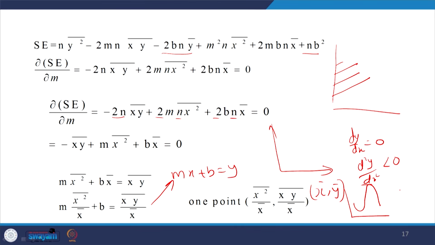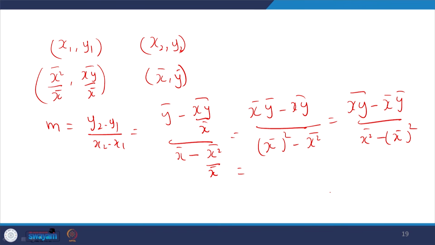Dear students, we got the 2 points. After using the least square principle, the one point is x square bar divided by x bar comma xy bar divided by x bar. That is one point. Another point is x bar comma y bar. When there are 2 points there, we can find out the slope. What is the slope formula? This is the first point, second point.